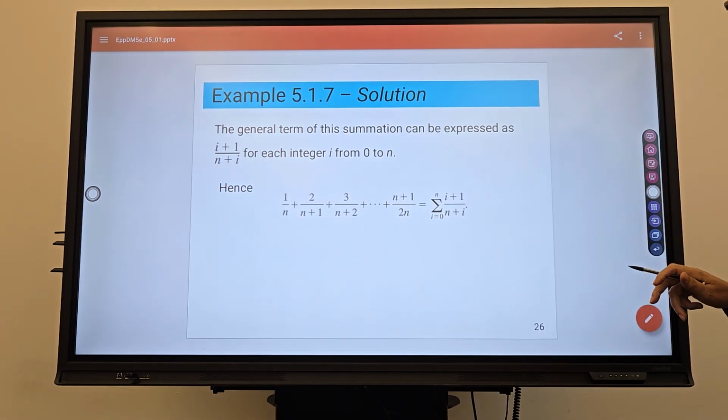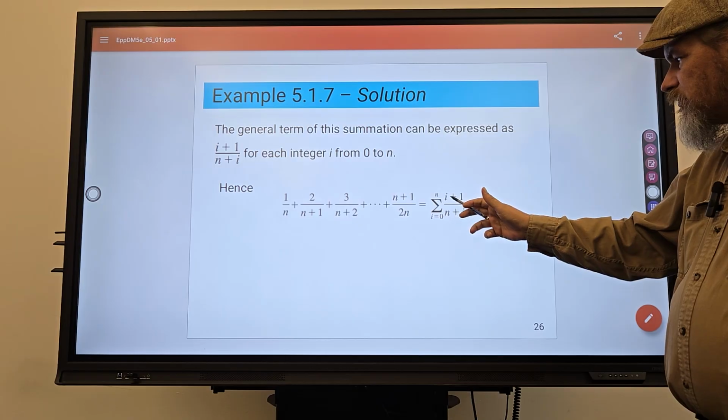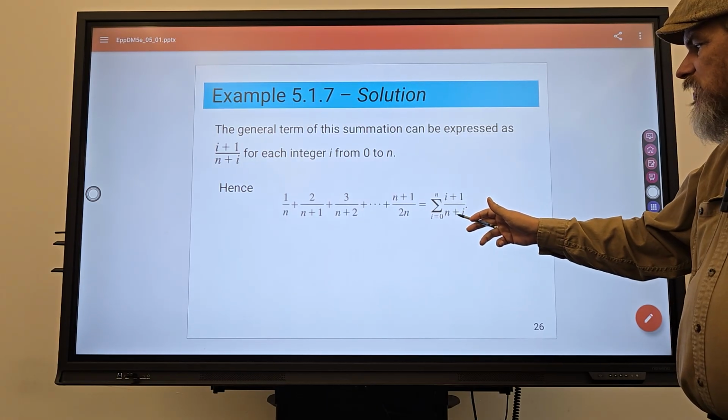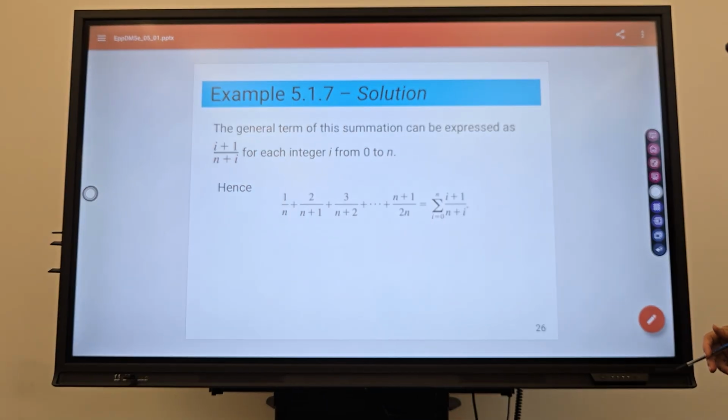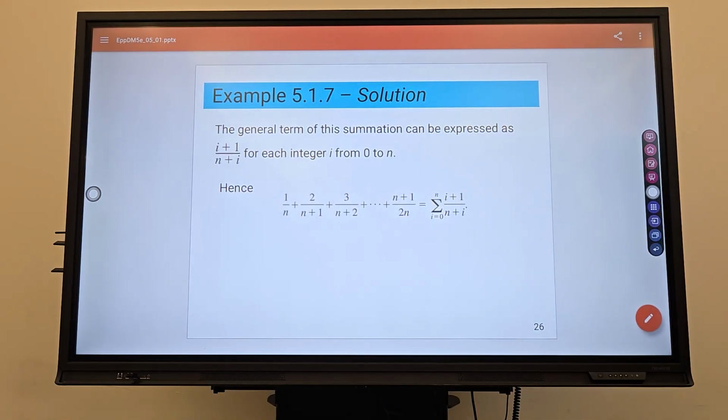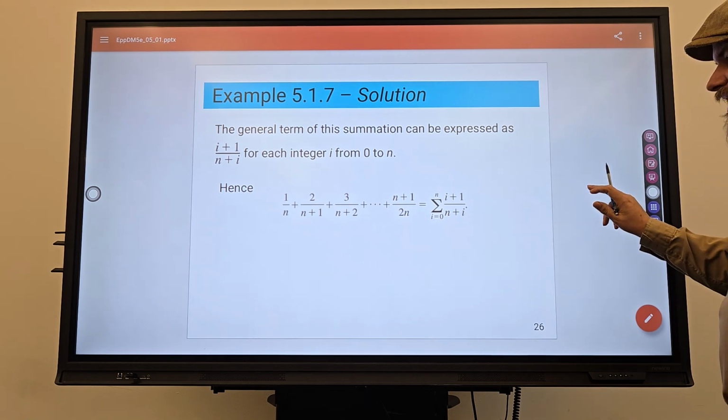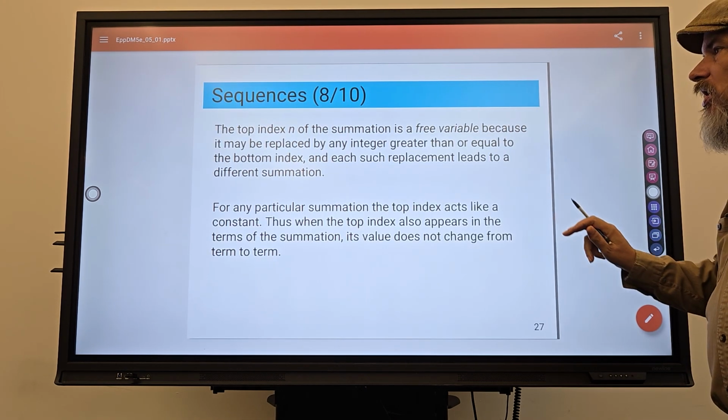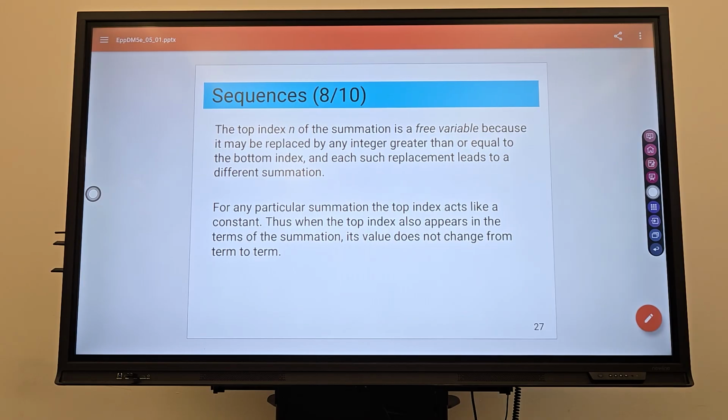So it would be, well, they use i instead of k, but yeah, i plus 1 over n plus i in the denominator. The general term for the summation can be expressed as i plus 1 over n plus i for each integer i from 0 to n. The top index n of the summation is a free variable, because it may be replaced by any integer greater than or equal to the bottom index, and each such replacement leads to a different summation.